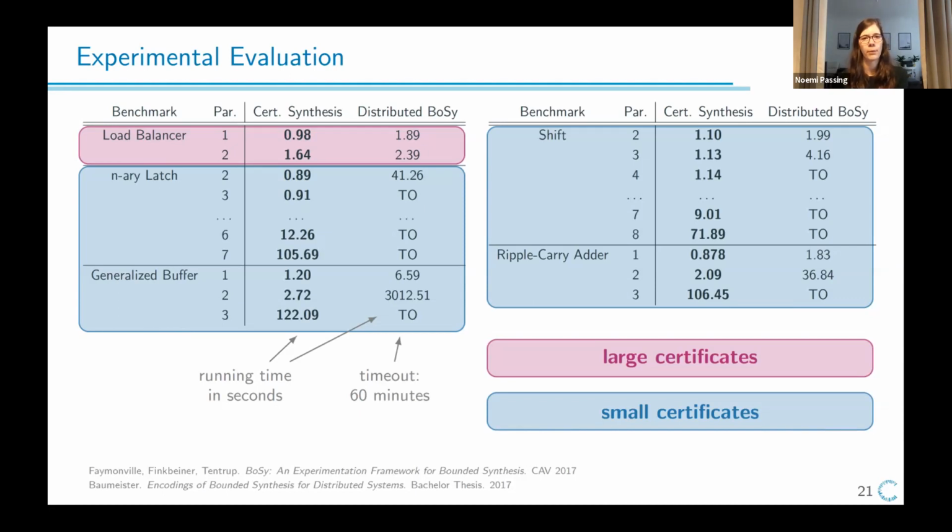For instance, for the 3-area ledge, we see that distributed BoSy is not able to produce a solution within 1 hour, while certifying synthesis synthesizes both strategies and certificates in less than a second. So certifying synthesis is really beneficial if there exist solutions with small certificates and therefore with a small interface between our processes. And if there do not exist such solutions, we also see that the overhead of synthesizing these additional certificates is not large.